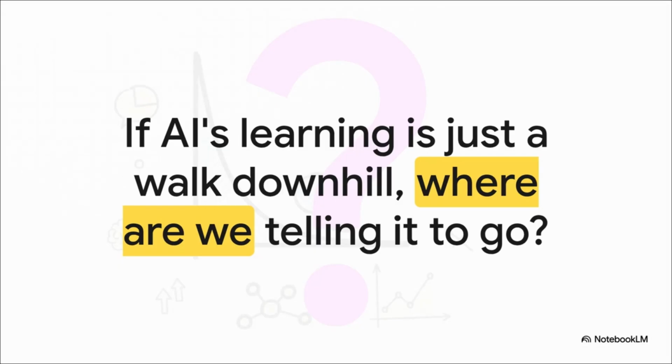And that kind of leaves us with one last big question to think about. We've seen that the AI's learning process is really just an automatic walk to the lowest point it can find. But think about it. We're the ones who design the landscape. We define what counts as a mistake. So, if the AI is just finding the bottom of the valley, who's building the valley? And where are we actually telling it to go?